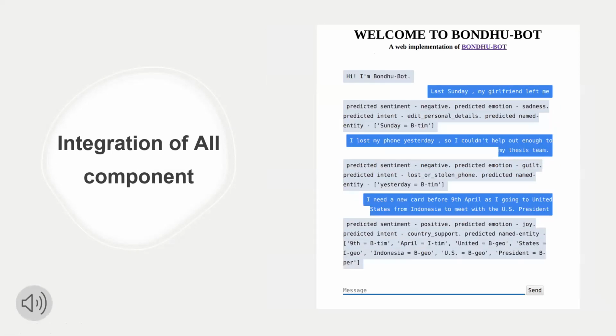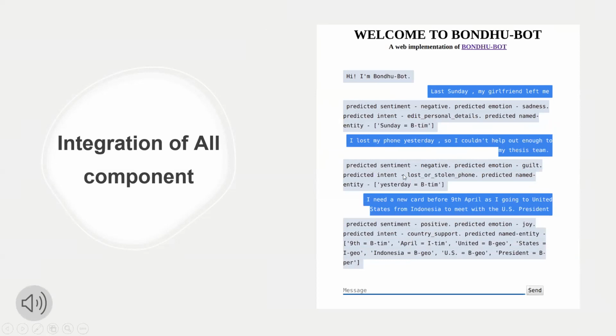All right. Finally, we have integrated all the components today. As I have said in our research work, when we give it input text, the sentence will go through all the individual analysis, and we will get the predicted elements from our text. So here, let's see the second sentence. For example, I lost my phone yesterday, so I could not help out enough to my thesis team.